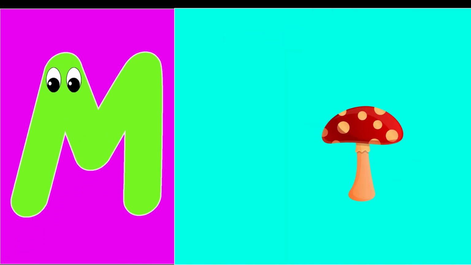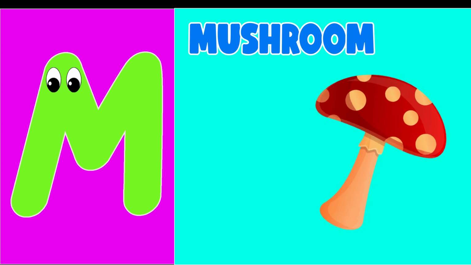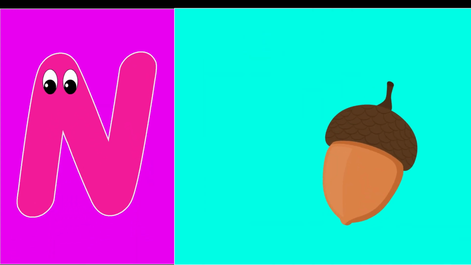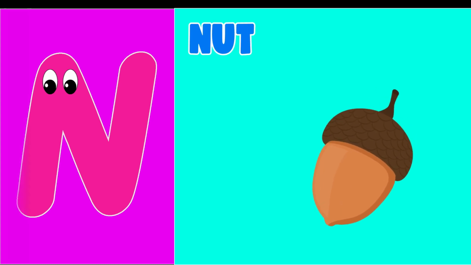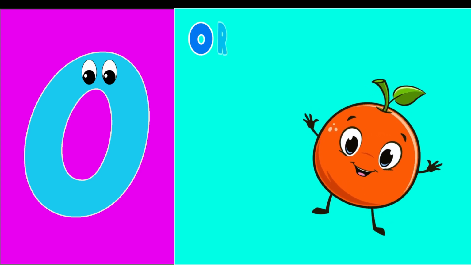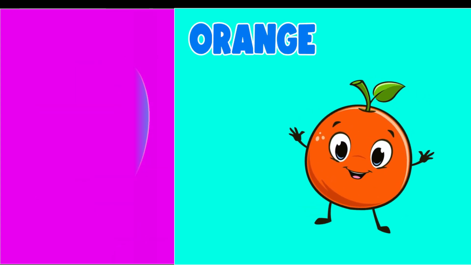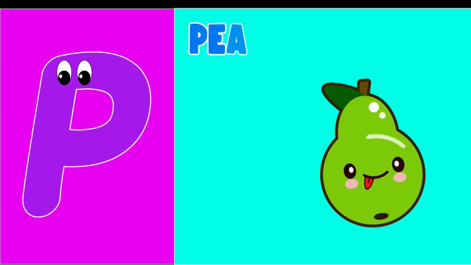M. Mushroom. M is for mushroom. N. Nut. N is for nut. O. Orange. O is for orange. P. Pear. P is for pear.